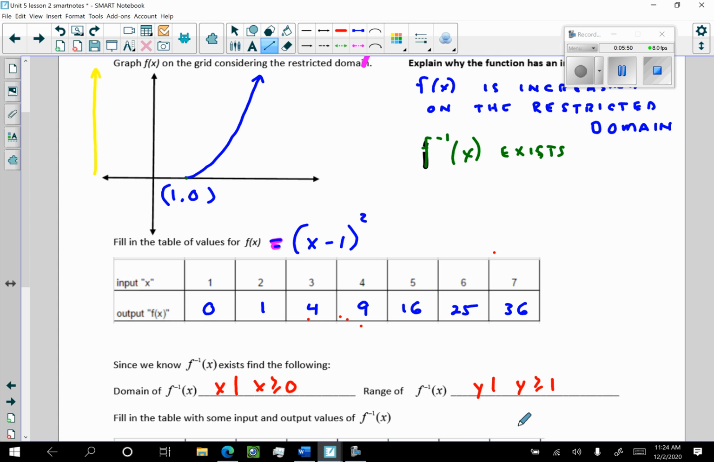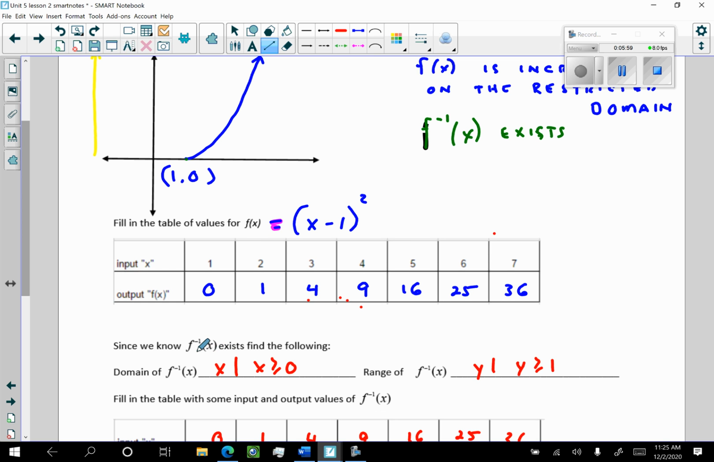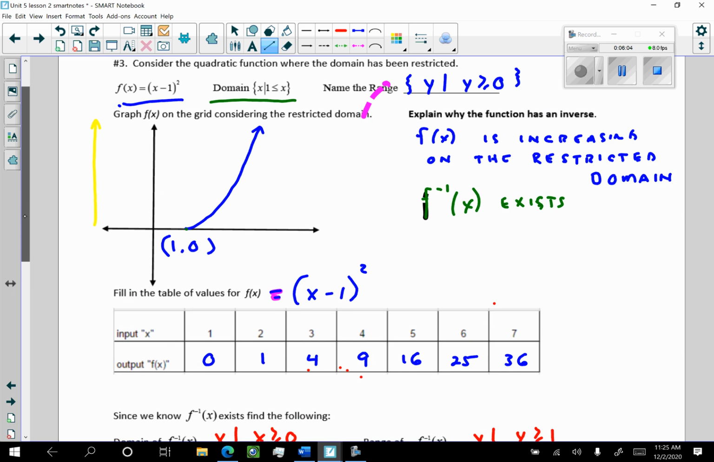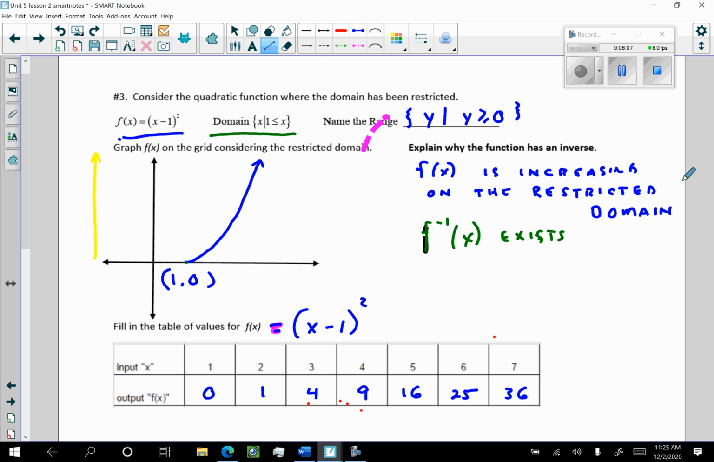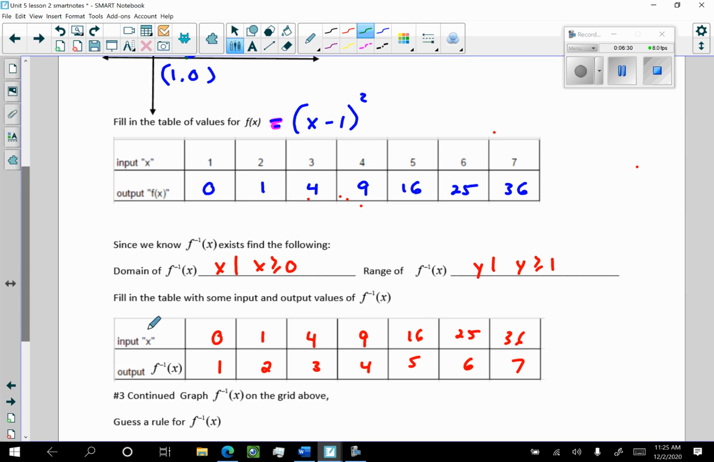Okay. So these are points that are on f of x. We know the inverse of this function exists. We know the inverse exists because f of x is increasing on this restricted domain. So I know, ladies and gentlemen, that this inverse does exist. And the other thing I know here is that the range becomes the domain and the domain becomes the range.